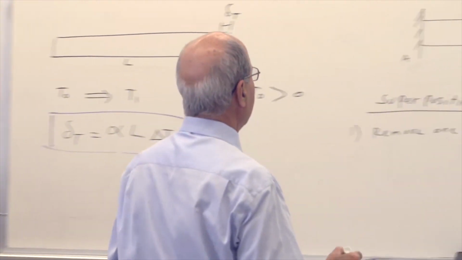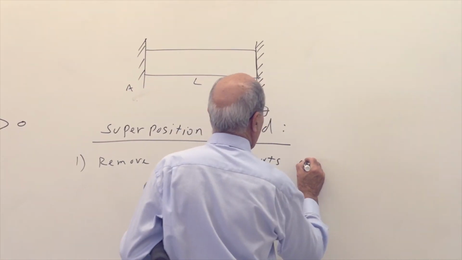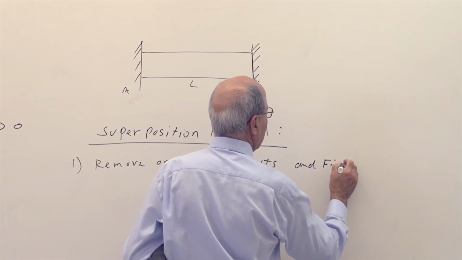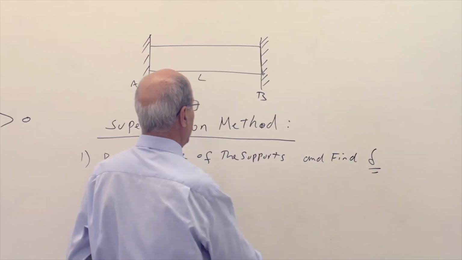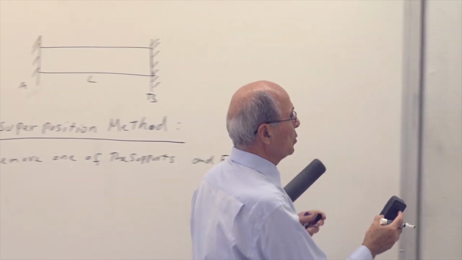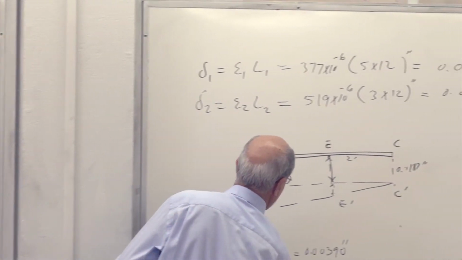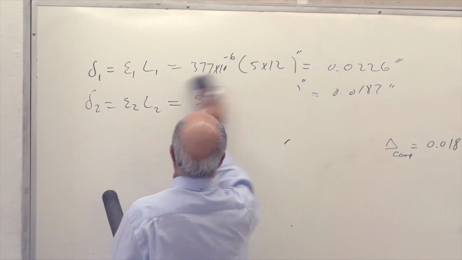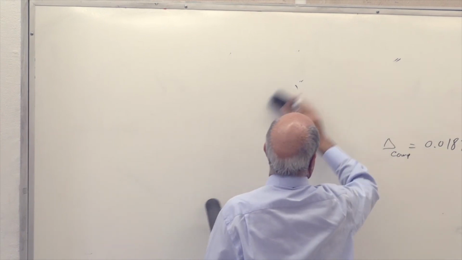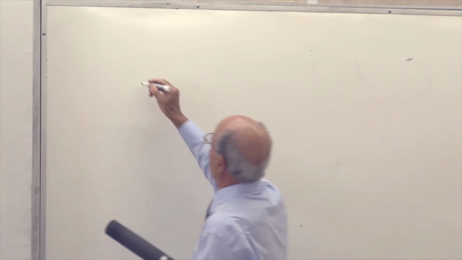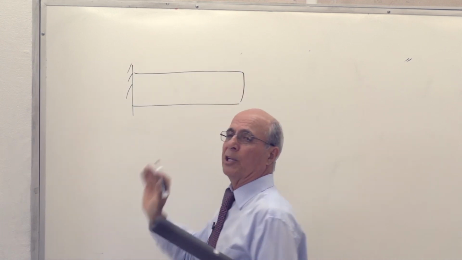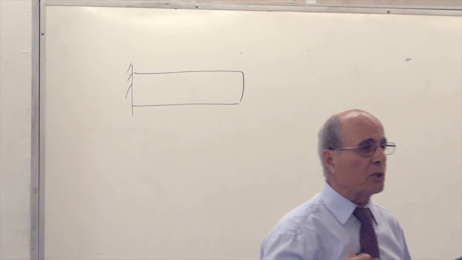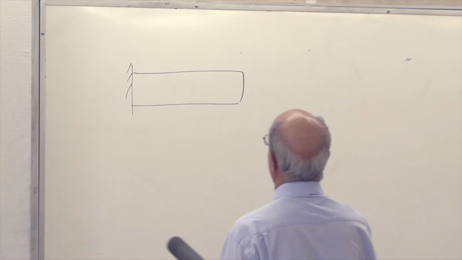And find delta. Of course, this delta keeps changing from problem to problem. But this is what we are going to do. So this is the technique. It's called the superposition method. Okay, step one. All right, this is step one. Free. Now, notice there is no wall here. So this rod is free to expand, and I can calculate that.